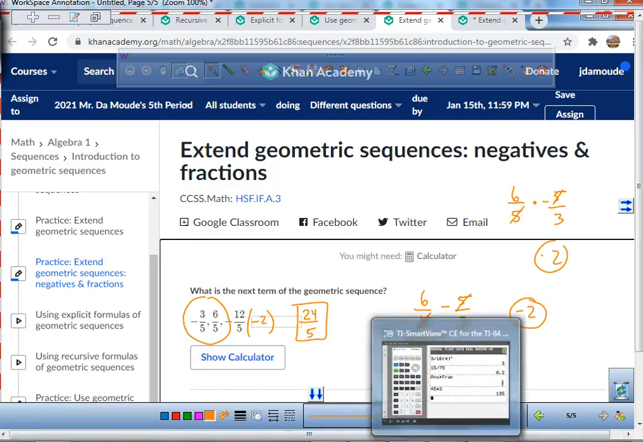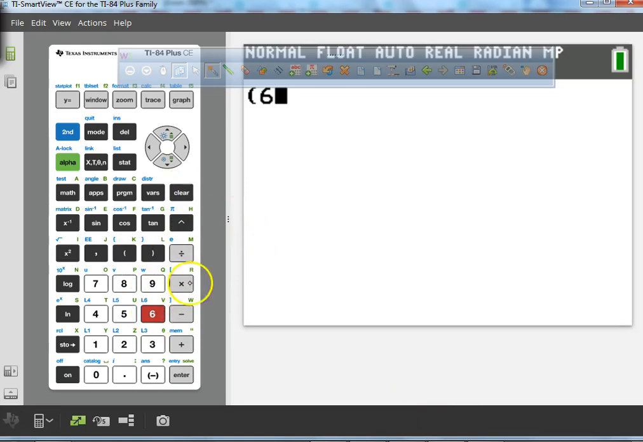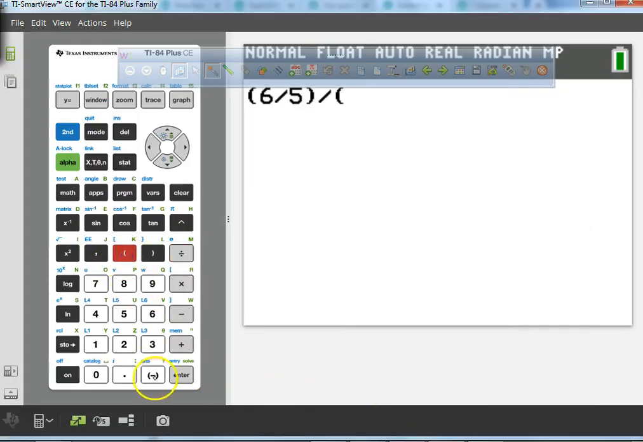Now, if you're doing this in a calculator, here's what you would do. You put parentheses, 6 divided by 5, and you divide it by the previous term, and the previous term was negative 3/5. So put parentheses, negative 3/5. Oh, better put a negative 3 there.